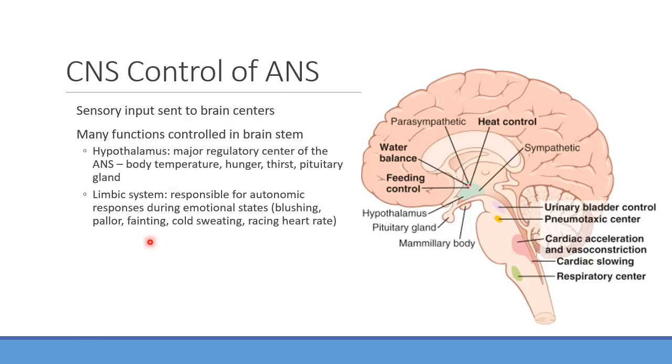And in the limbic system, you're also going to find some effects. This is going to be more autonomic responses to things like emotional states, right? Remember, we talked about the limbic system being important for a lot of different emotional responses. So imagine things like blushing, right? What's happening when you blush?